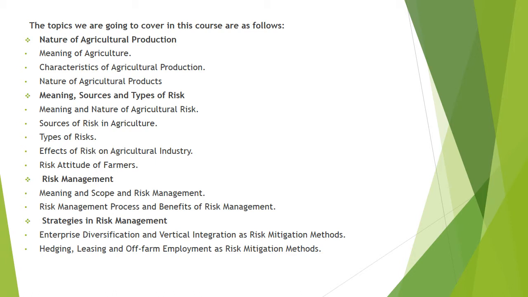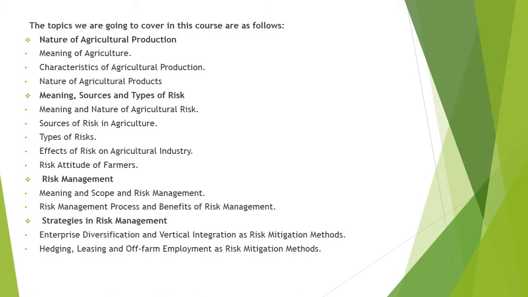Then the next topic will be meaning, sources, and types of risks. Under this, we'll define the risks and the nature of agricultural risks, sources of risks in agriculture, types of risks, effects of risks on agricultural industries, risk attitudes of farmers. Another one is risk management. We are going to consider meaning and scope of risk management, risk management process and benefit of risk management.